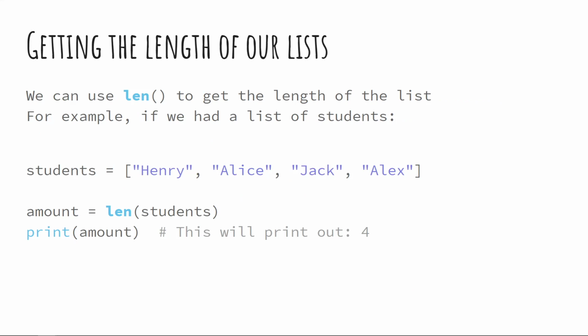And one of the last things that we want to talk about being able to do with these lists on their own is using len to get the length. So if we had a list of students that looks like Henry, Alice, Jack, and Alex, and then we say amount equals len students, that will give us the number of items in the list. So in this case, that's 4. So let's go demonstrate, but using our shopping list.